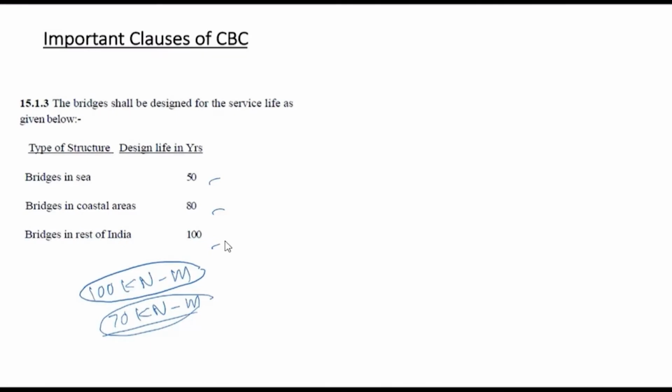शुक्ला सर, इसका कुछ तो नहीं है ना? वही सर्विसबिलिटी लिमिट स्टेट है बेसिकली, और बाकी जो लाइफ के लिए है वो क्रैक विड्थ, एक्सपोजर कंडीशन एंड क्रैक विड्थ। सर मैं ये जानना चाह रहा हूँ कि द ब्रिज शैल बी डिजाइन्ड फॉर सर्विस लाइफ एज गिवन बिलो। वेदर हम लोग ब्रिजेज को 50 के लिए डिजाइन कर रहे हैं क्या?